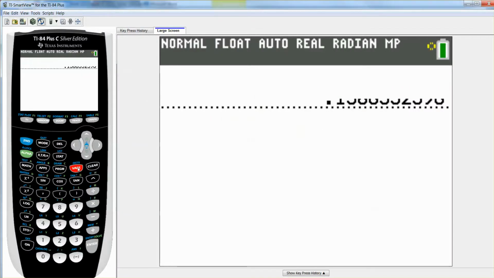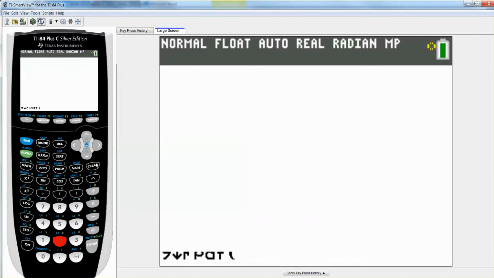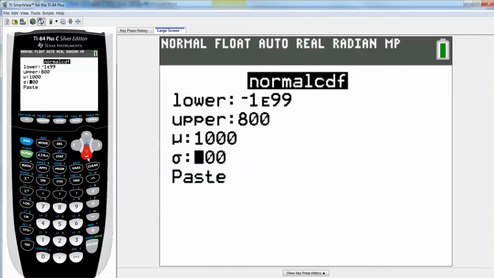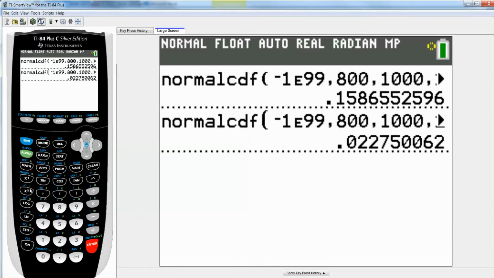So let me go back to my distribution, pick number 2, but instead of 200 for my sigma, I want 200 divided by the square root of 4. Close parentheses, enter, enter. And it's 0.022765, so 0.0228.